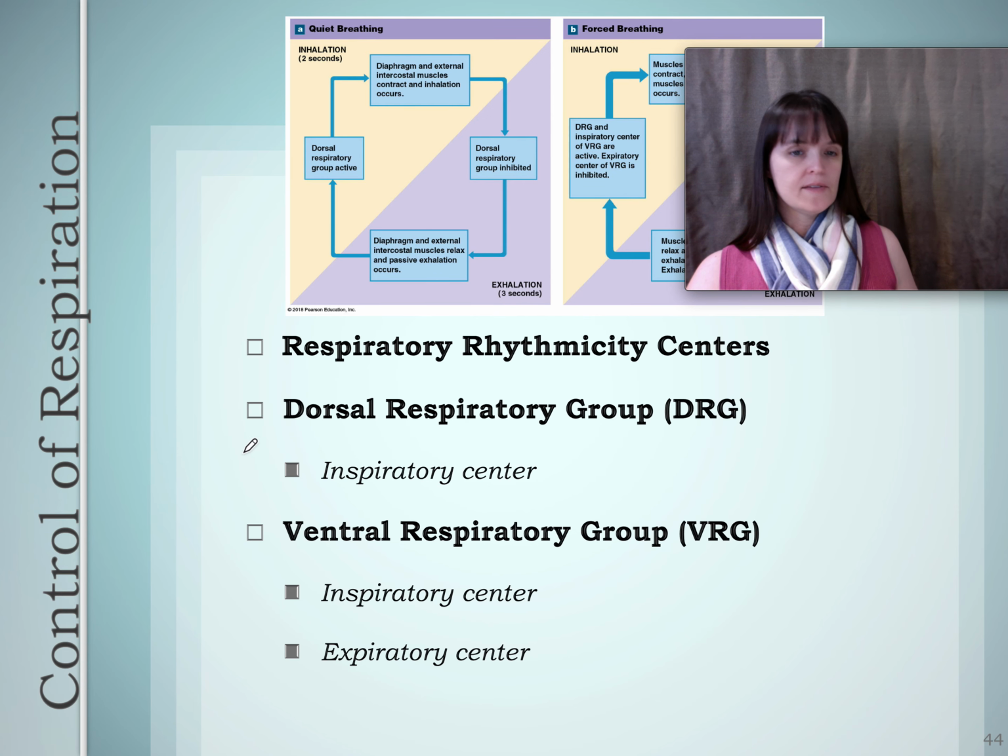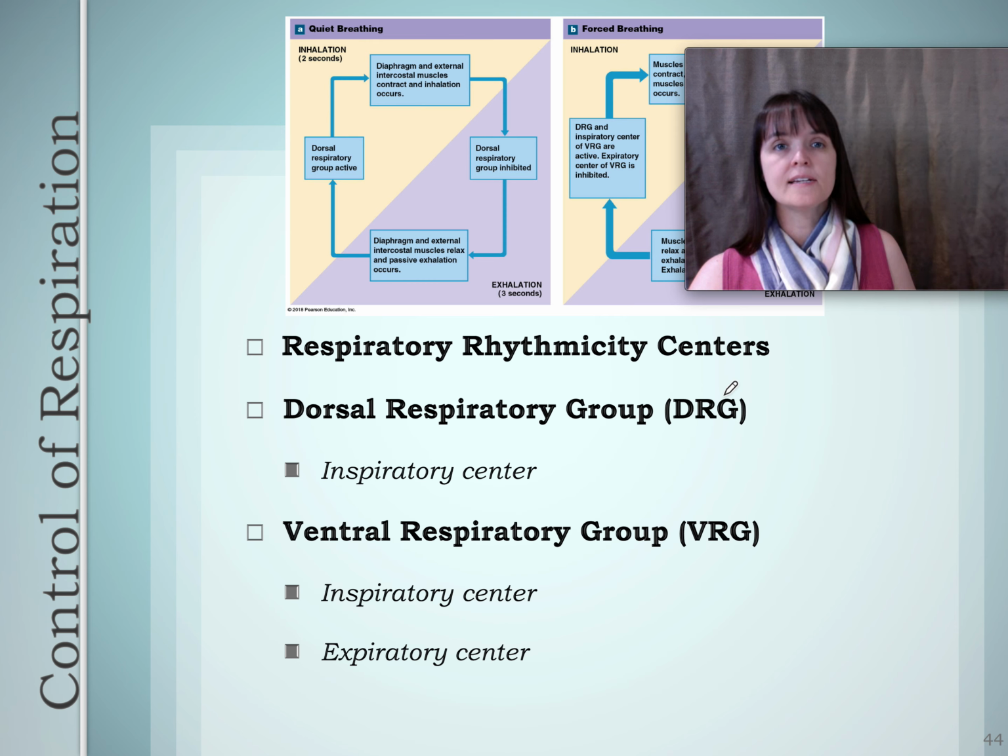How you breathe: the respiratory centers. Respiratory rhythmicity centers control the respiratory muscles and therefore the respiratory rhythm. They set the pace of respiration, and they are in the brain stem. Most of the unconscious things like breathing and heart rate are in the brain stem.